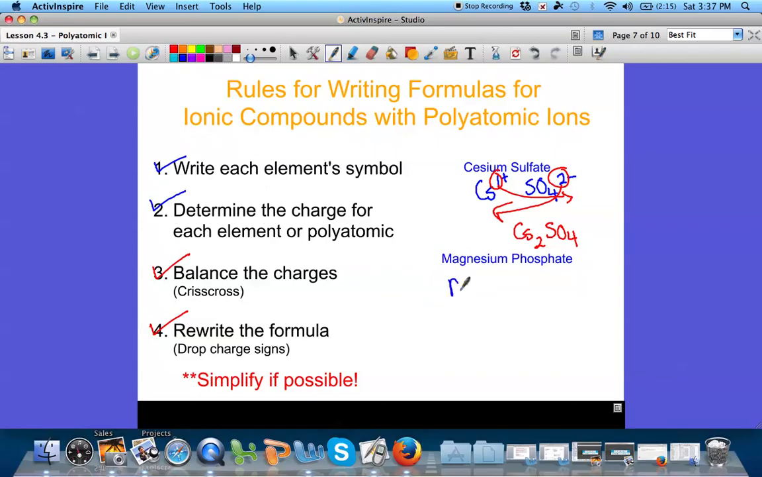Magnesium phosphate is going to be Mg, and phosphate is PO4 3-. The charge on magnesium is 2+. We're going to crisscross the numbers from the charges. So this is Mg3, PO4, and we're going to put this PO4 in parentheses and then put that 2 on the outside. This indicates that we have 2 phosphates and not 42 oxygens.